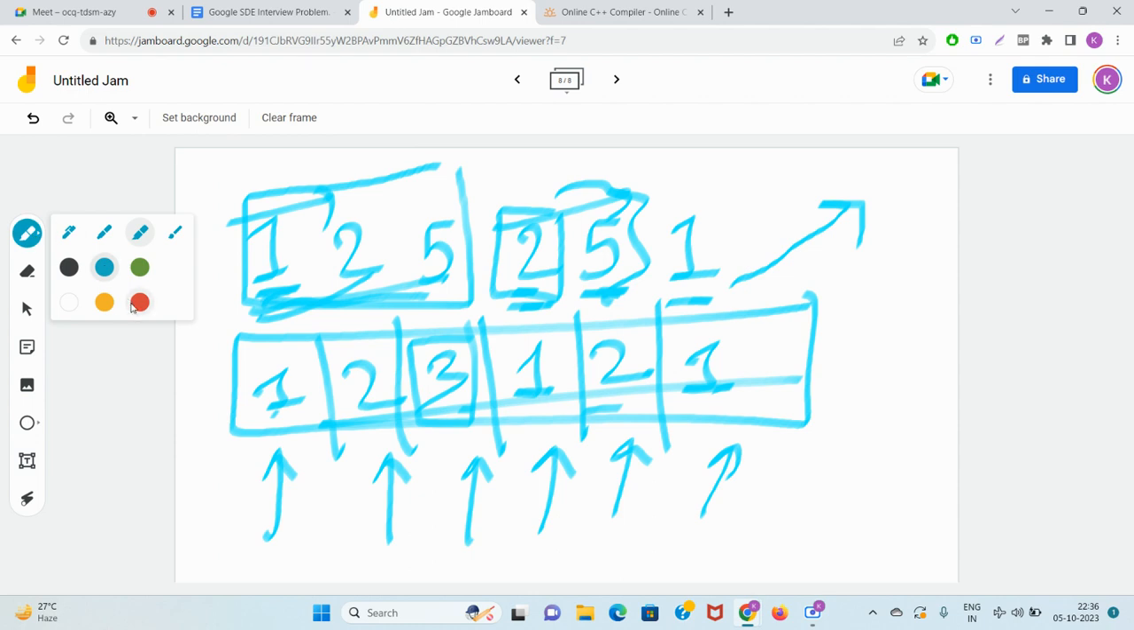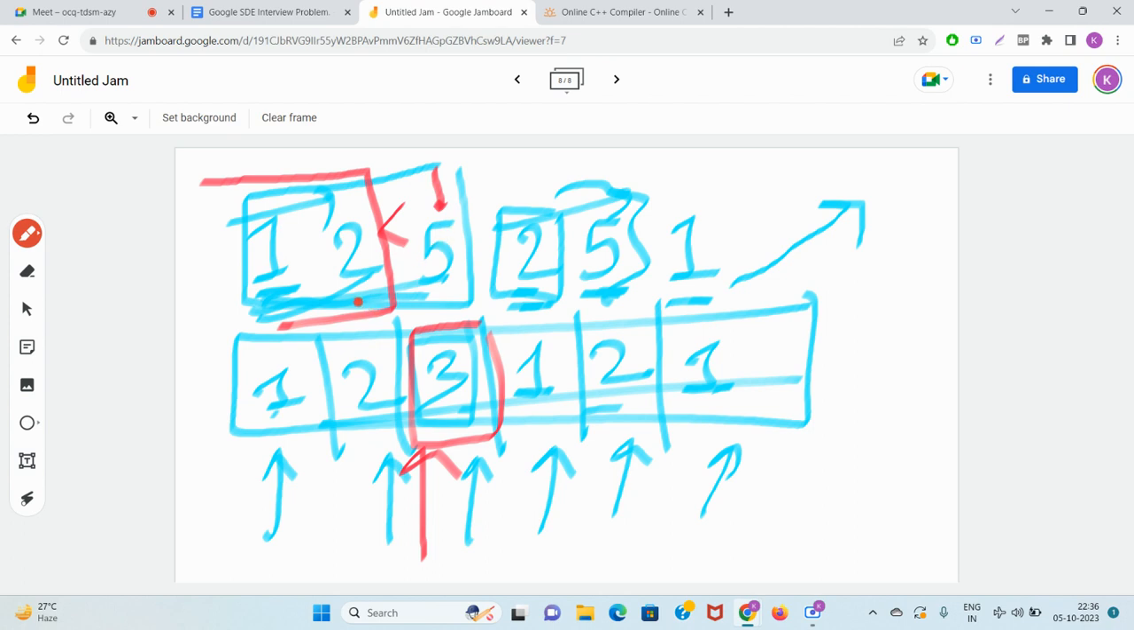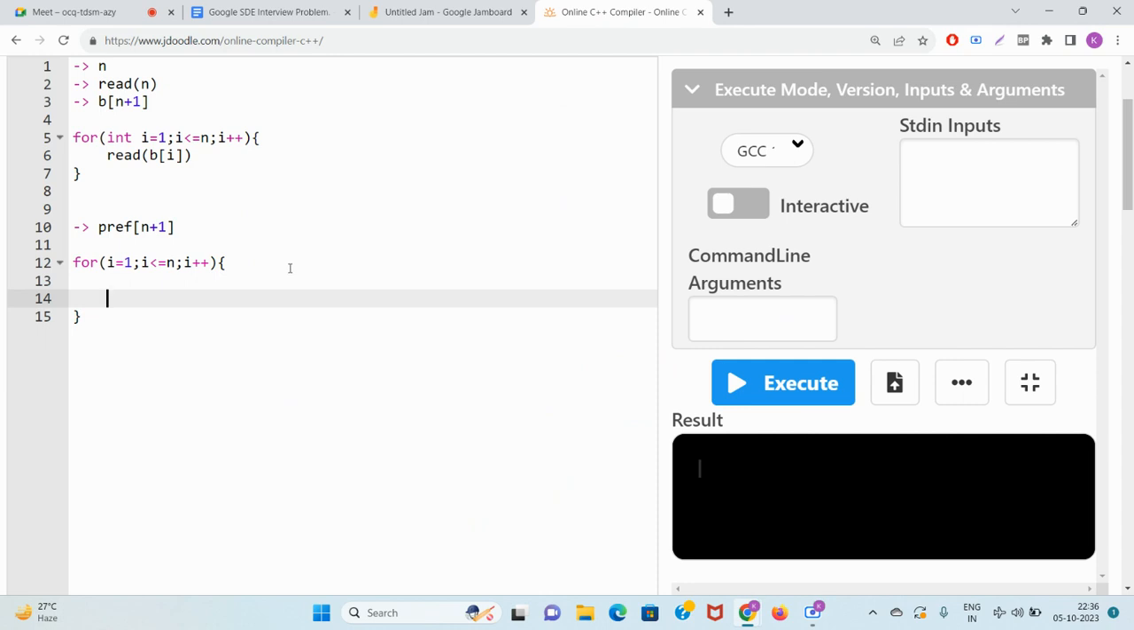Suppose you want to calculate prefix of 3. If your current value is greater than the previous value, then whatever was the prefix of I minus 1, you will add one more to its length, because now it is getting added to the sequence. So if b of I minus 1 is strictly less than b of I, then it is guaranteed that pref of I is pref of I minus 1 plus 1. Whatever was the answer till the previous one, we add 1 to it, because now we are adding one more guy to the increasing sequence.